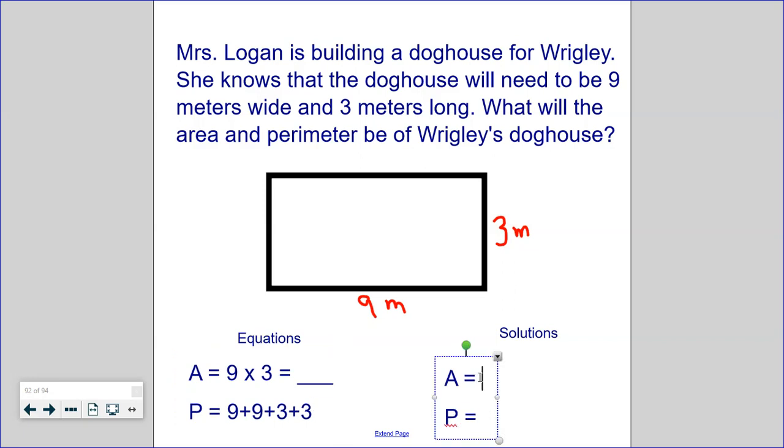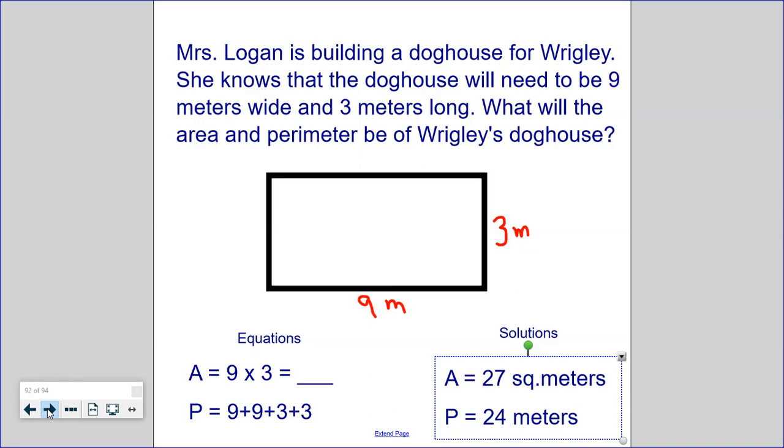What is 9 times 3? 9 times 3 is 27. So it's going to be 27 square meters. About perimeter, 9 plus 9 plus 3 plus 3. Well, I know 9 plus 9 is 18. I know 3 plus 3 is 6. So I'm going to do 18 plus 6, and that would be 24. So it's 24 meters. That's the perimeter of the same rectangle.